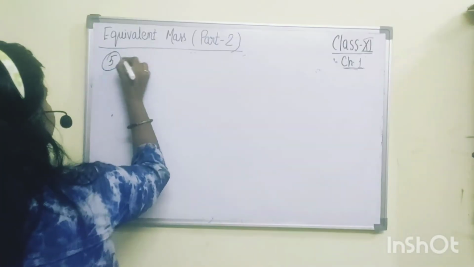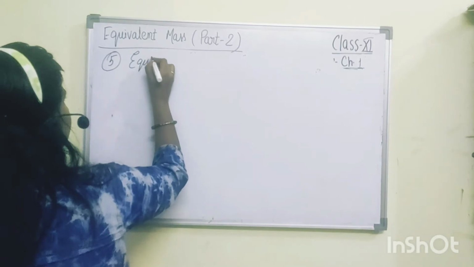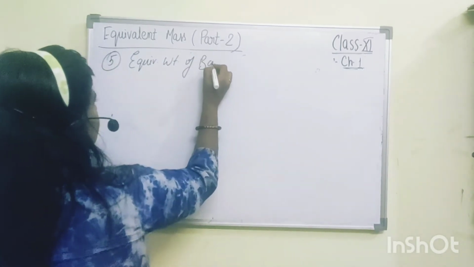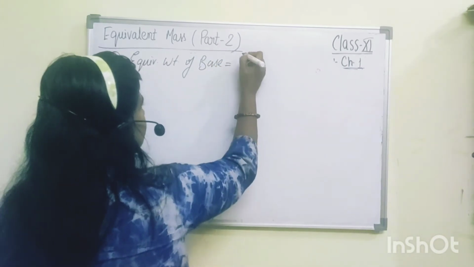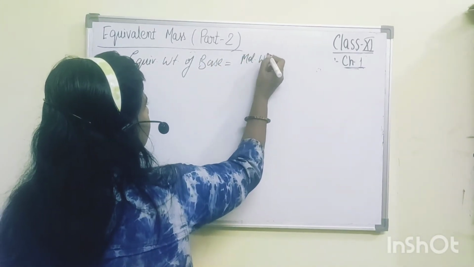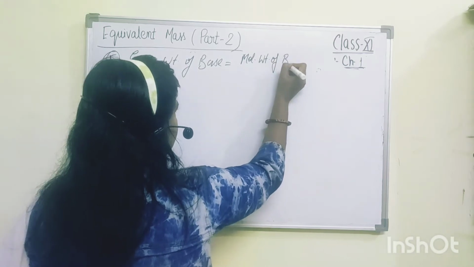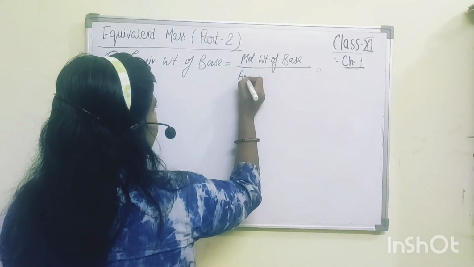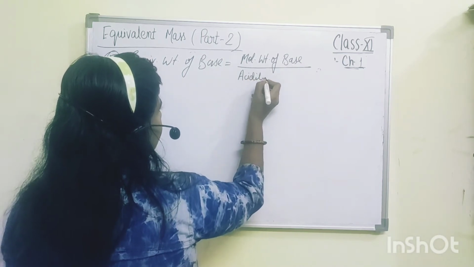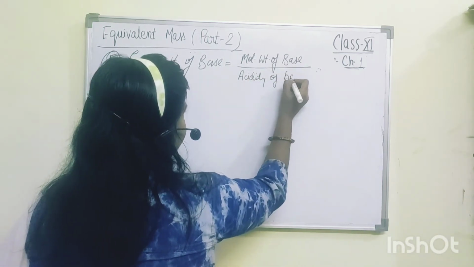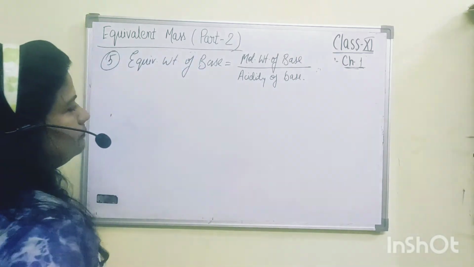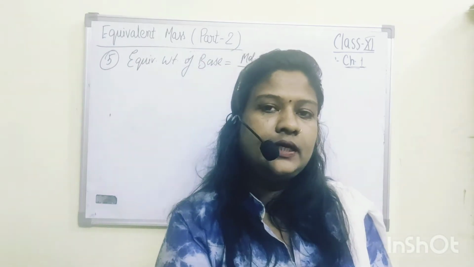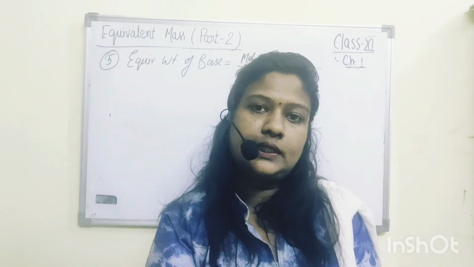Equivalent weight of base. Just as with acid, it is the molecular weight of any base divided by the acidity of the base. In the case of acid we look at basicity, and in the case of base we look at acidity.